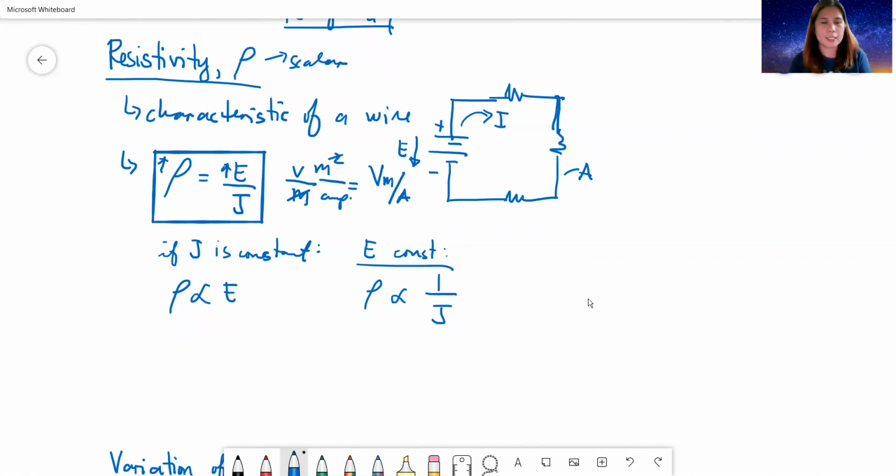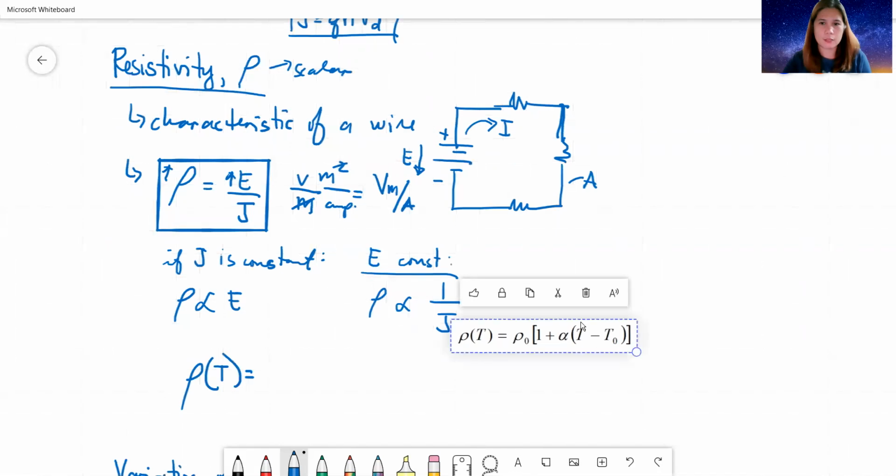Resistivity is also very much dependent on the temperature of the wire. So the resistivity as a function of temperature is given by ρ(T) = ρ₀(1 + α(T − T₀)).